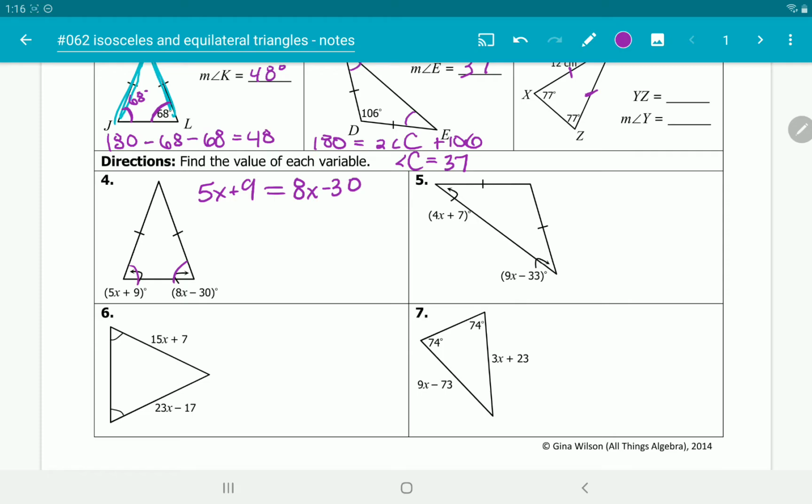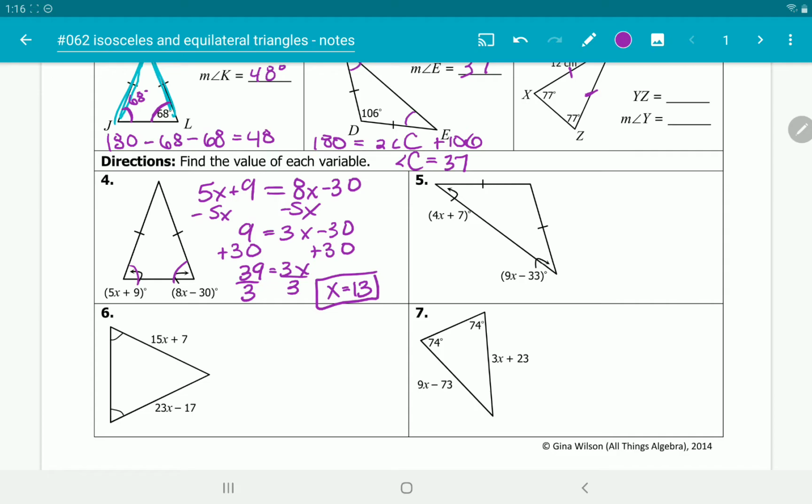Okay? We'll subtract the 5x to the other side. 9 equals 3x minus 30. Then we'll add 30 to the other side. Gives us 39 equals 3x. And if we divide by 3, we get 13. So those two are equal.